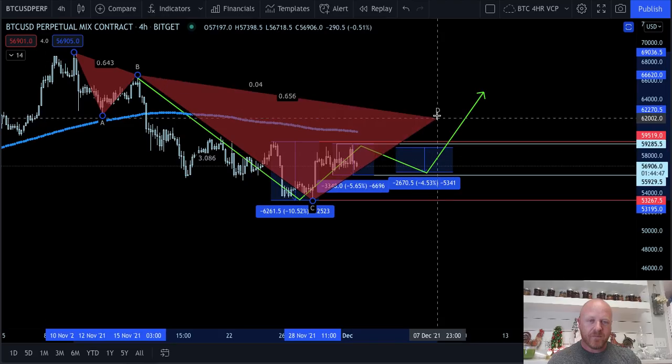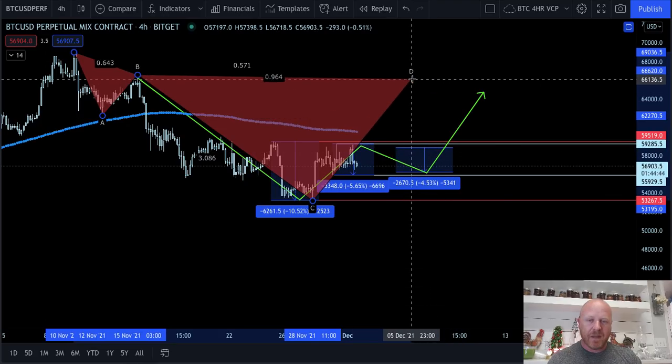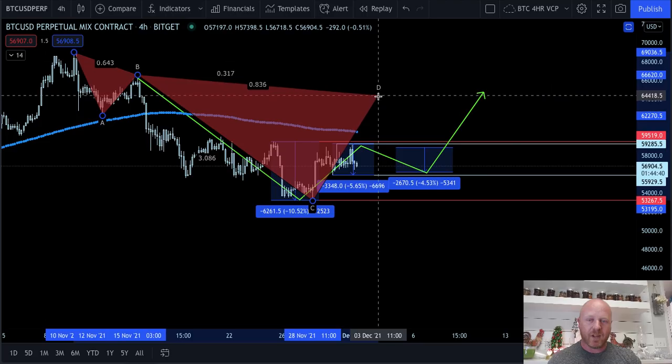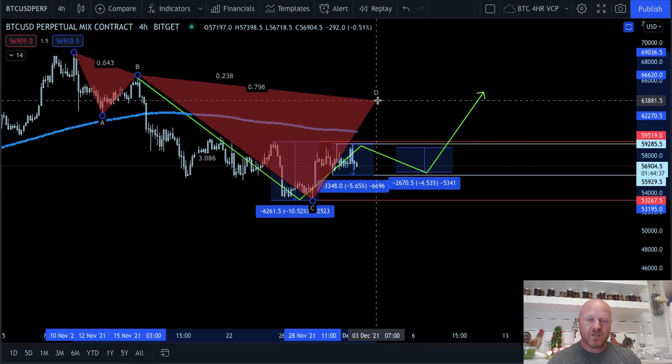To our low. And the 238 of this pattern is the early activation point. You guys might be familiar with this by now. This is a white swan. Okay, a 238 gets you to, on the dot, 63,881.